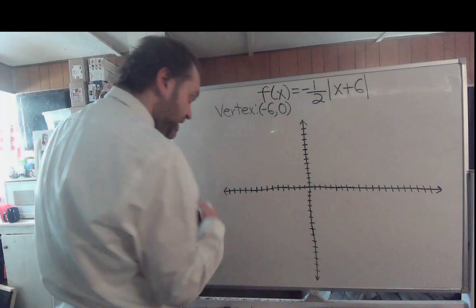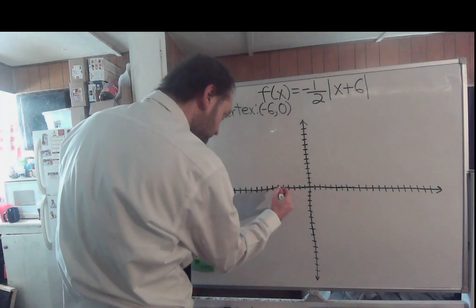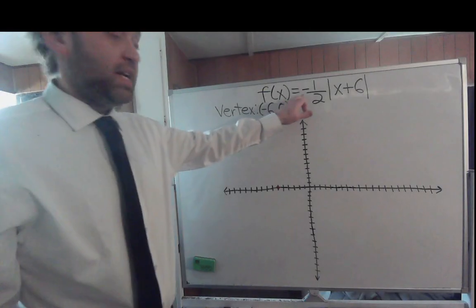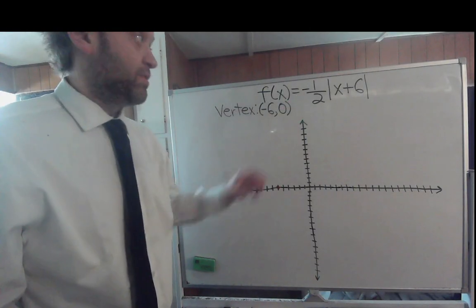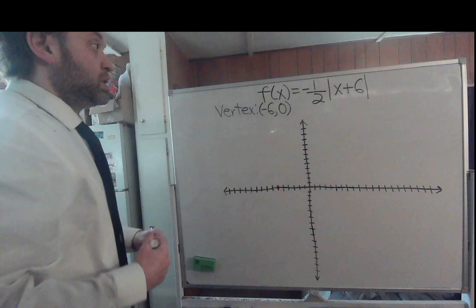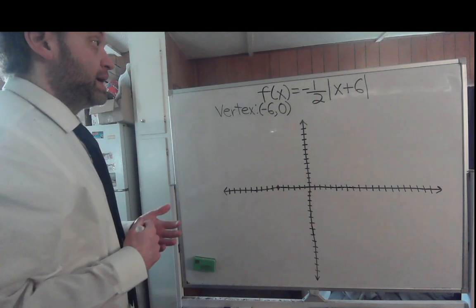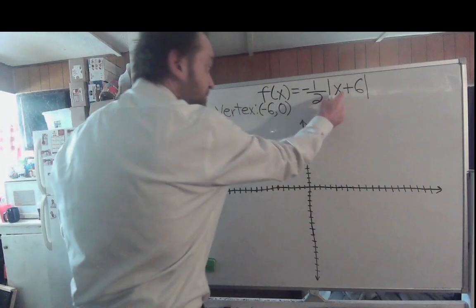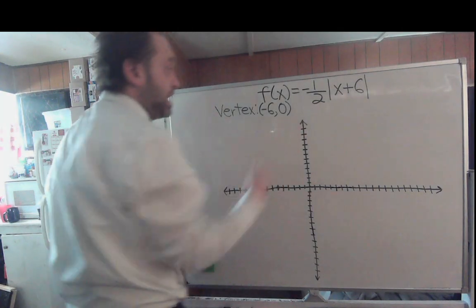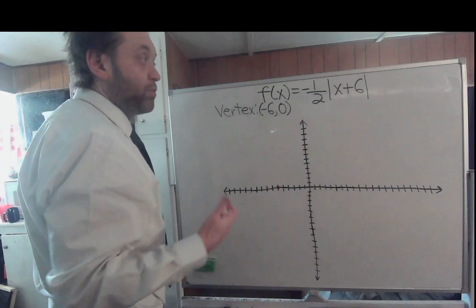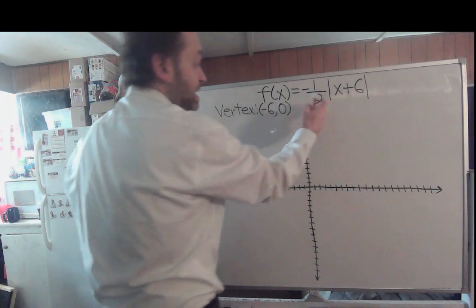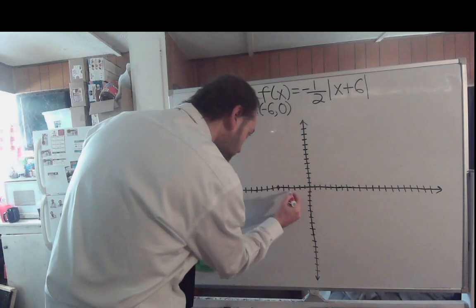Let's go ahead and plot that. There's my vertex at negative 6, 0. Now, this negative sign on the front of it tells me it's going to be reflected across the x-axis, so it's going to open downward. So, what if I put in negative 4 for my x value here? Negative 4 plus 6 is positive 2. The absolute value of 2 is 2, times negative 1/2 will give you negative 1.